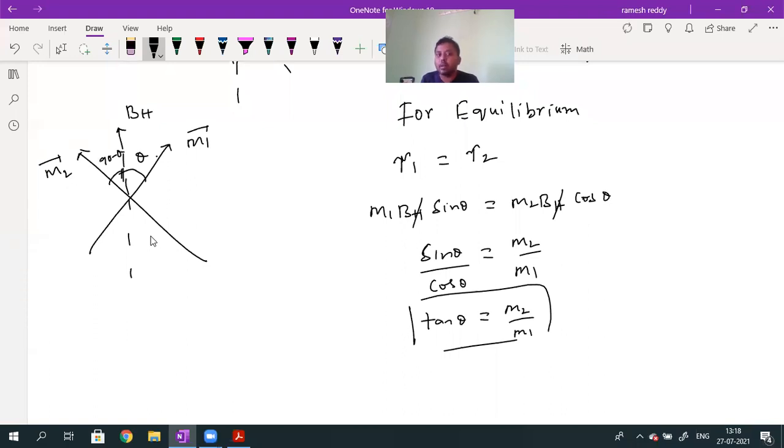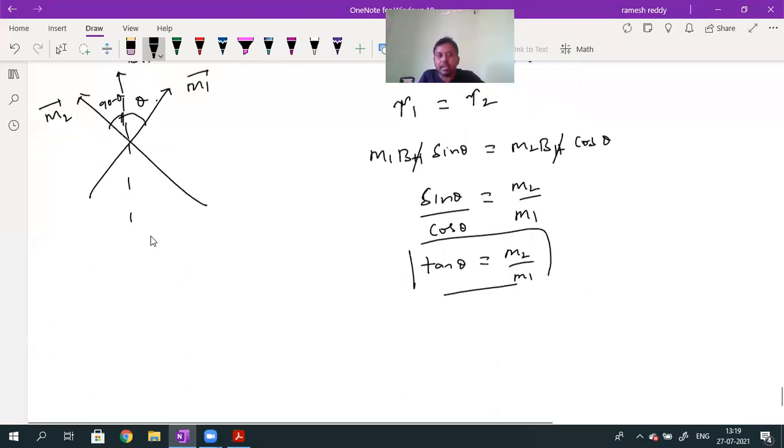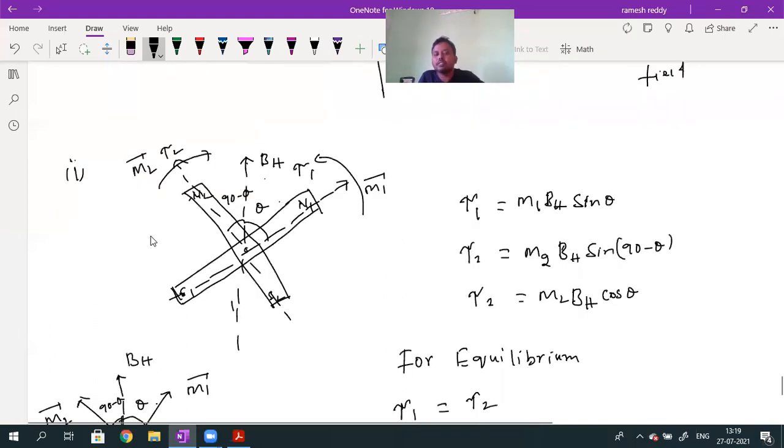So what is the formula for theta? What is the angle made by the first bar magnet for the system to be in equilibrium? That condition is given by tan theta. If tan theta is equal to m2 by m1, the ratio of the magnetic moments of the two bar magnets, what happens to the system? The system will be in equilibrium. Is this point clear? For the system to be in equilibrium, what is the condition?